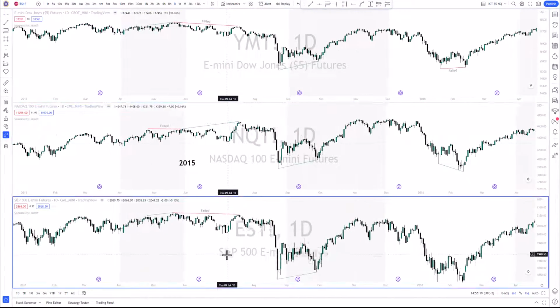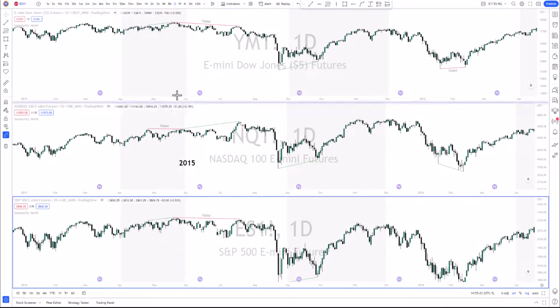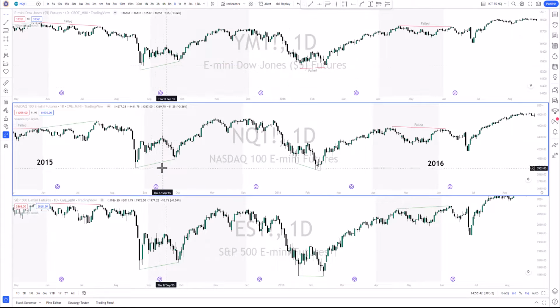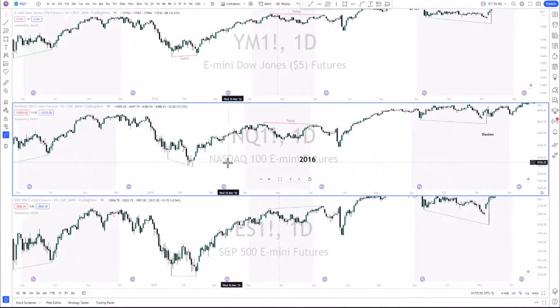Here we are in 2015 in the spring. We failed to make a higher high in the NASDAQ. That was right around May, and then again in July, we failed to make a higher high in the S&P and the Dow, and that was a nice movement lower. In our fall time window, I didn't see an SMT here, but we're normally bullish after a low, so this is something that you could just kind of be keeping your eye on.